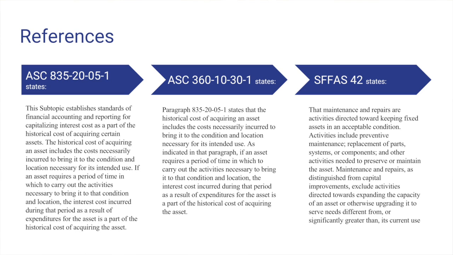However, if there is a federal government agency, then the appropriate reference would be the SFFAS 42, which stands for the Statement of Federal Financial Accounting Standards. This one states that maintenance and repairs are activities directed toward keeping fixed assets in an acceptable condition. Activities include preventive maintenance, replacements of parts, systems, or components, and other activities needed to preserve or maintain the asset.